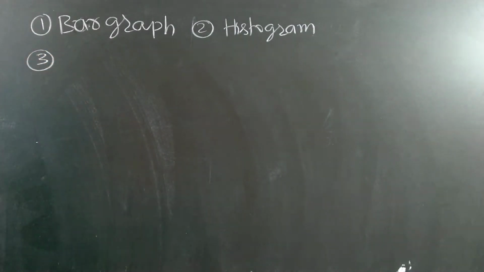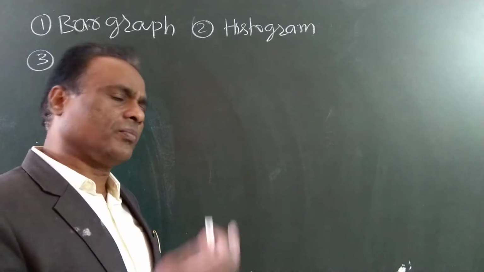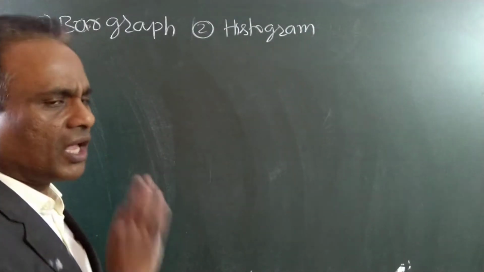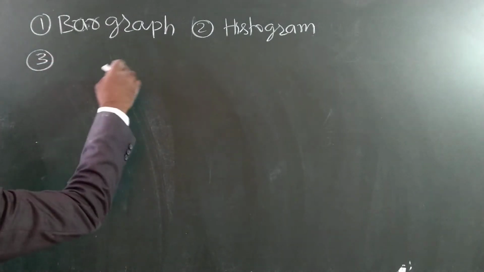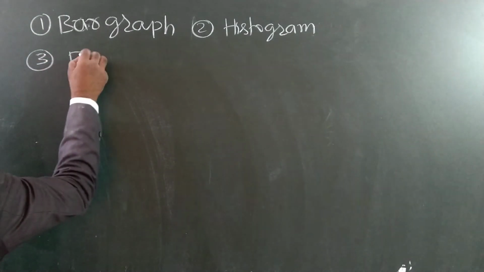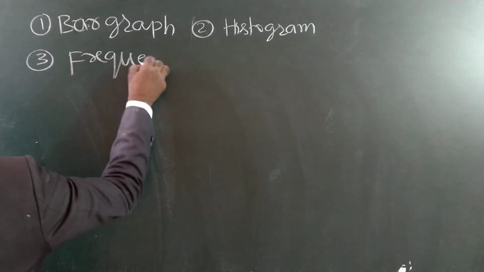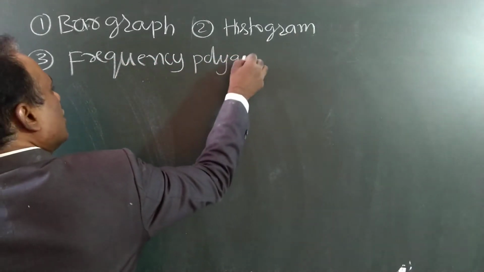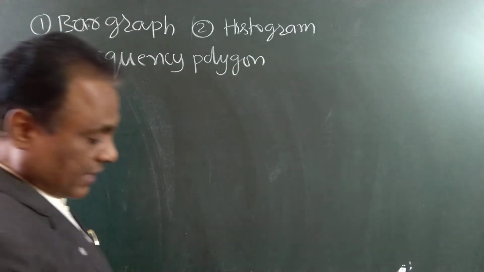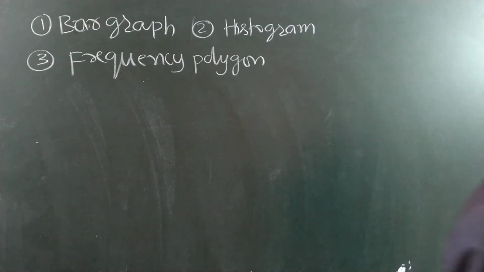Explanation and example, when we start the problem, at that time I will explain, but now you write some theory for this. So the third figure we are going to discuss now is frequency polygon. Write down the third point. Frequency polygon.